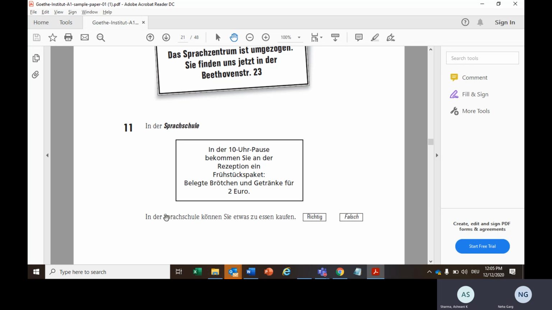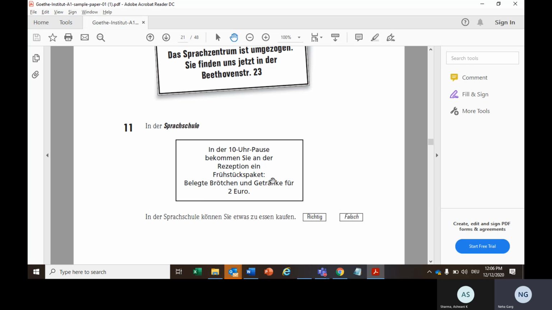Now the question is: In der Sprachschule können Sie etwas zu essen kaufen? Richtig oder falsch? Essen kaufen. So not only something to eat, but there is something to drink also. So what should I say? Is it right or wrong? The statement is: in the language school you can buy something to eat. You can buy something to eat. Correct. So is this correct or wrong? Richtig oder falsch? Richtig.